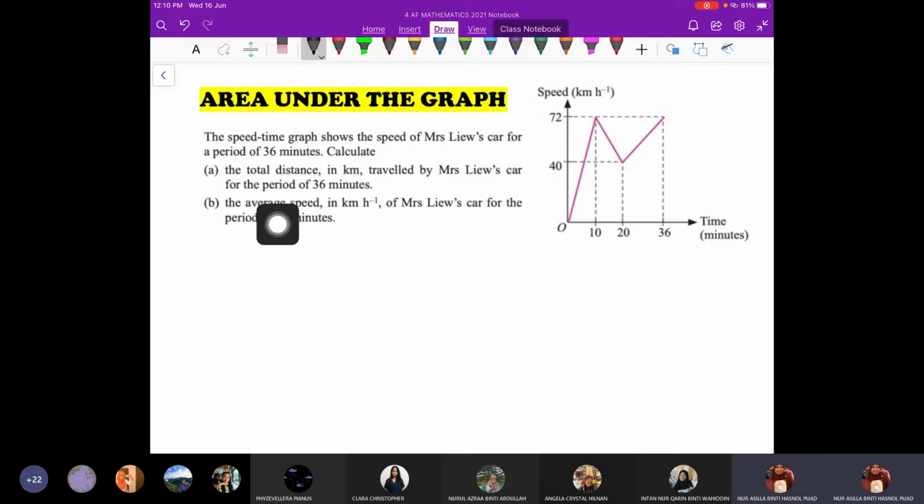Okay. For the period of 36 minutes. Jadi daripada 0 to 36, dia nak semua area under the graph. Okay. Now you have to decide. Kamu kena dividekan this area under the graph kepada parts. Supaya kamu boleh kira area dia. So di sini memainkan peranan. Macam mana kamu nak bahagikan dia.